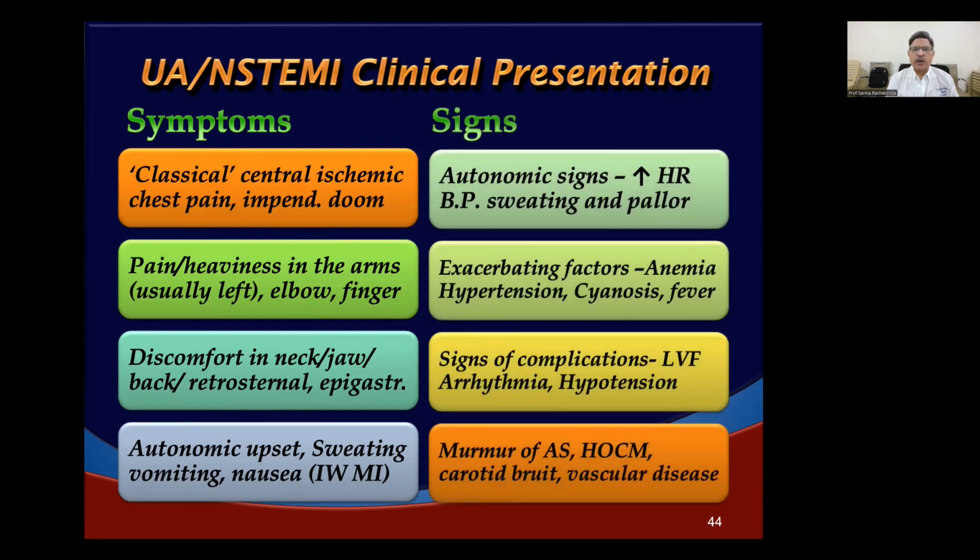And signs: autonomic signs, increase in the heart rate, blood pressure, there may be a drop in blood pressure, sweating and pallor may be there, exacerbating factors like anemia, hypertension, cyanosis, fever, and signs of complications like LVF, arrhythmia, and hypotension. There may be murmur of aortic stenosis, HOCM, carotid bruit, and vascular disease. These are the signs.